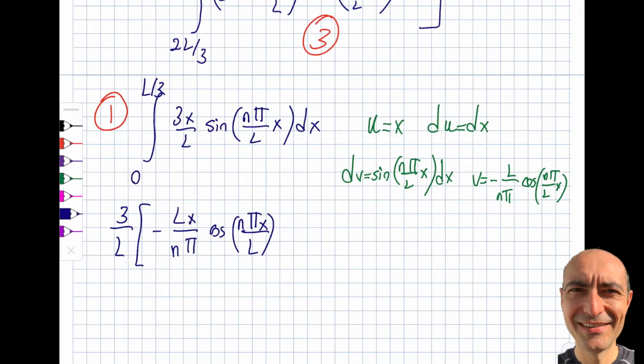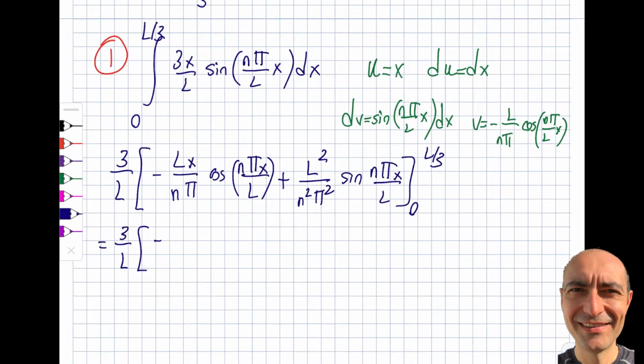It will be easier. Plus, why plus? Because there's a negative: L squared by n squared pi squared sine of n pi x by L. Okay, so I have to evaluate this from 0 to L by 3, minus L by 3 and pi cosine. When I insert x is equal to L by 3, I'm going to get cosine of n pi by 3, right? That's what I'm going to get.